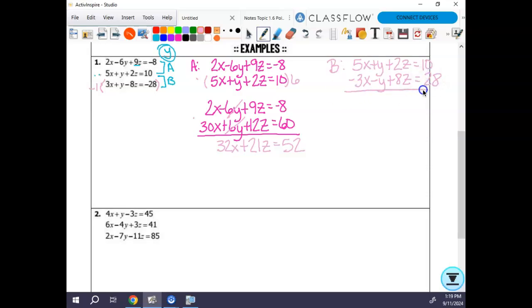And then I'm going to combine them. These zero out. That's why I did it. Notice I wanted to knock out the y's in both of them. I do that. This is going to give me 2x plus 10z equals 38.